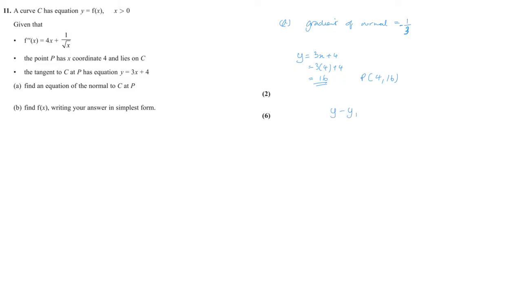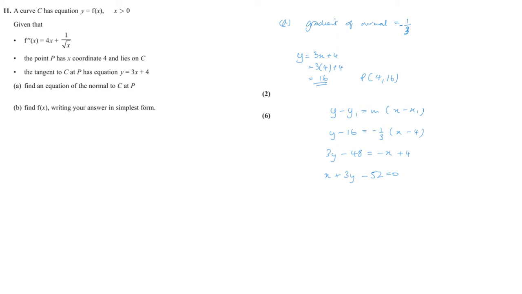So now we can find the equation of the normal. So y minus y1 equals m(x minus x1) is what we're doing. So y minus 16 equals minus 1/3 (x minus 4). Okay, that's actually enough to get the 2 marks there. But again, you can go and sort it out, but that is actually enough. 3y minus 48 equals minus x plus 4, x plus 3y minus 52 equals 0.